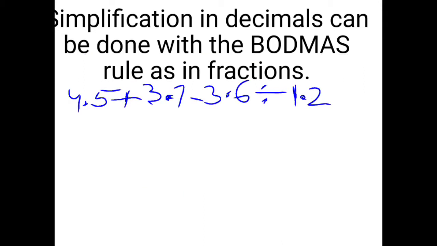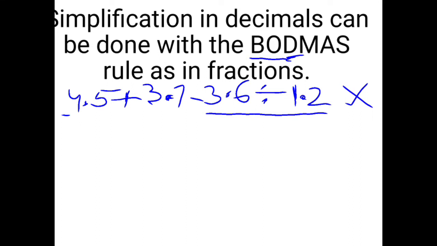So the question is 4.5 plus 3.7 minus 3.6 divided by 1.2. How can we solve this question? According to this rule, bracket, of: there is no bracket and there is no of in this statement. So then division. We first solve this portion as division only.